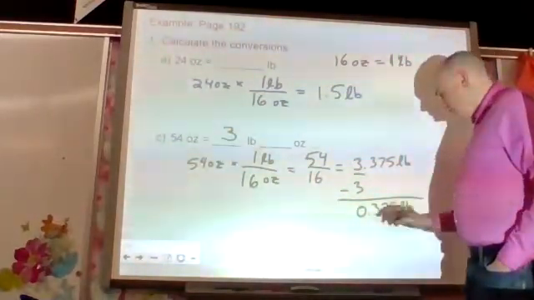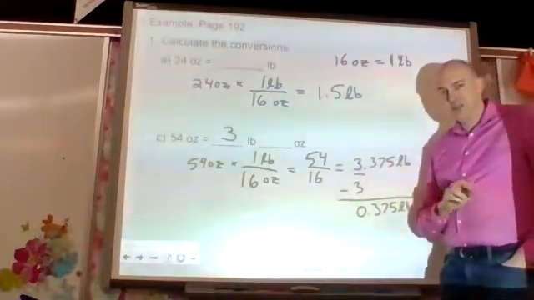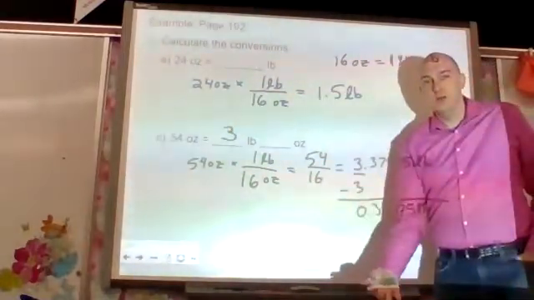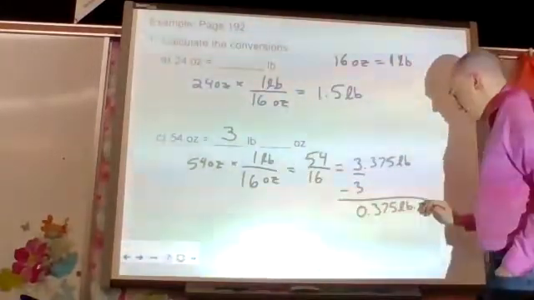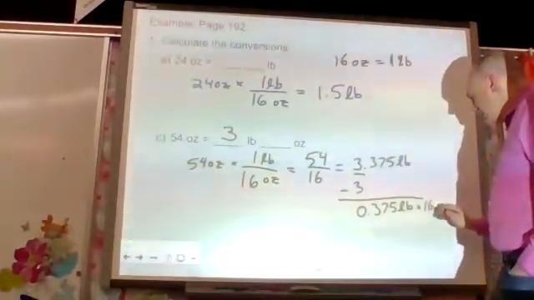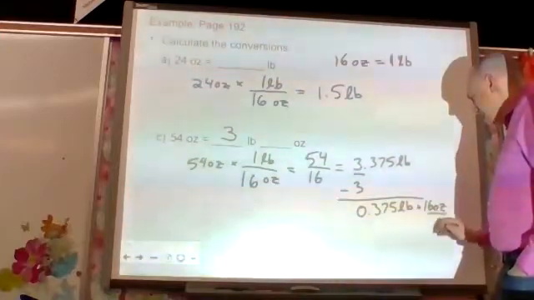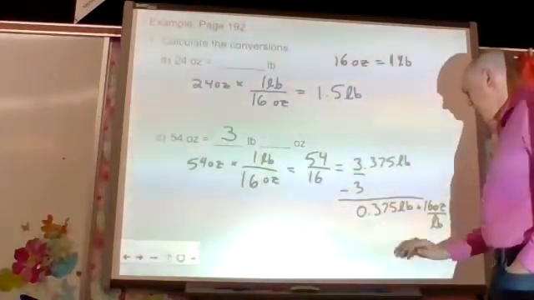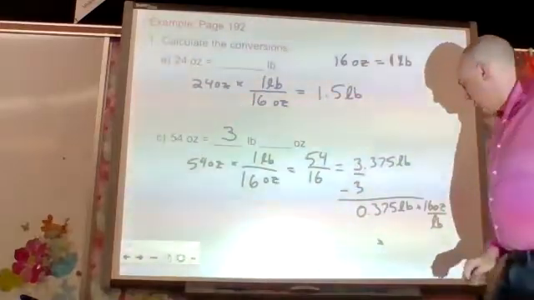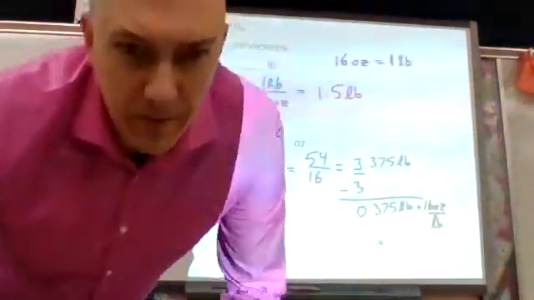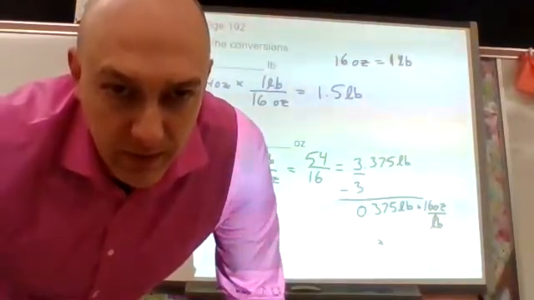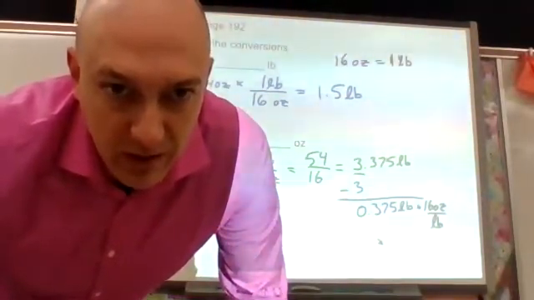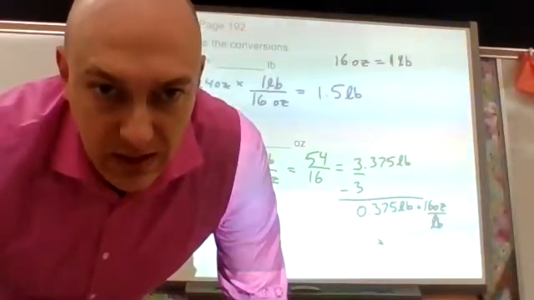And I want to figure out how many ounces 0.375 pounds is. So to do that, I'm just going to convert in the opposite direction. Instead of multiplying by 1 over 16 this time, I'm going to multiply it by 16 ounces per pound. I'm going to flip that conversion factor over, and I'm going to get 0.375 times 16. So first I subtract 3, then I multiply it by 16, and I get an answer of 6.